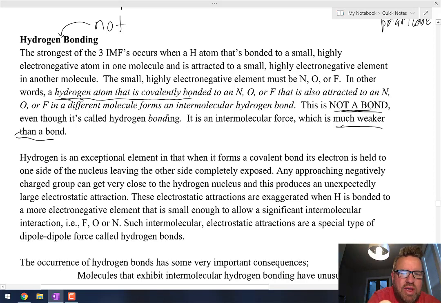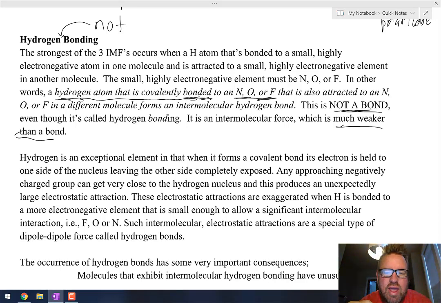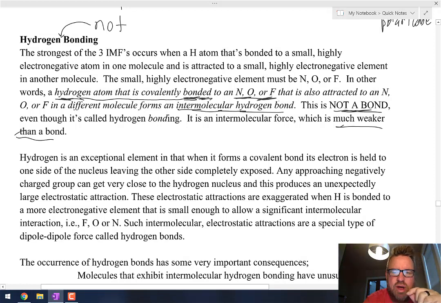If a hydrogen atom is bonded, so again, a real bond, it has to be bonded to an N, an O, or an F. And nitrogen, oxygen, and fluorine are really, really small atoms, and they're also really, really electronegative. We'll talk about that more in just a second, okay? So if the hydrogen is bonded, a real bond, to an N, an O, or an F, but is also attracted to an N, an O, or an F in a different molecule, and no, they don't have to be the same, that's a hydrogen bond. Okay, an intermolecular hydrogen bond.